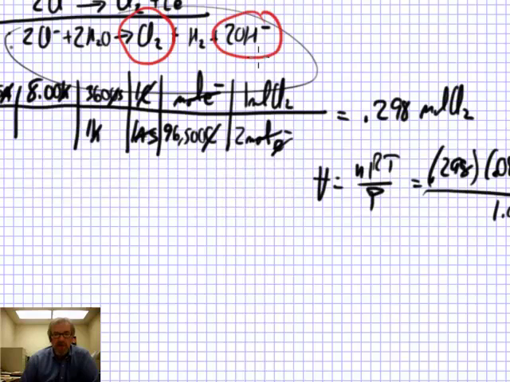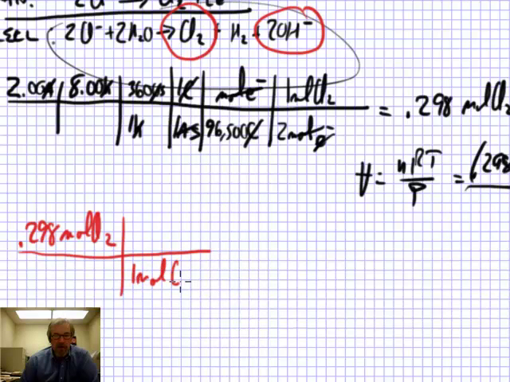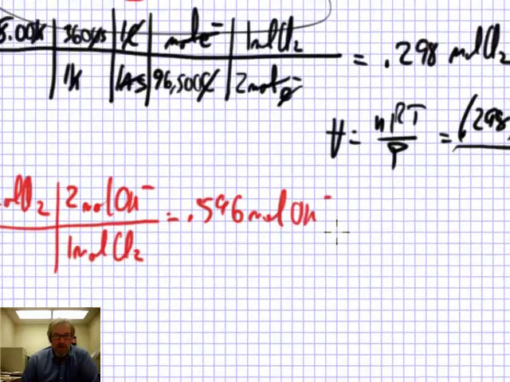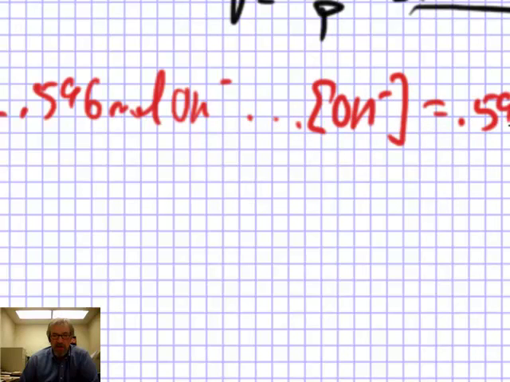So I'm just going to do a quick, simple thing here. Starting out with 0.298 moles of Cl2, I want to convert that into moles of OH minus, and the relationship is, from the stoichiometry, 1 mole of Cl2 corresponds to 2 moles of hydroxide ion. So this ends up being 0.596 moles of hydroxide ion. And this is in 1 liter, it said. So that means my concentration of OH minus is 0.596 moles per liter.